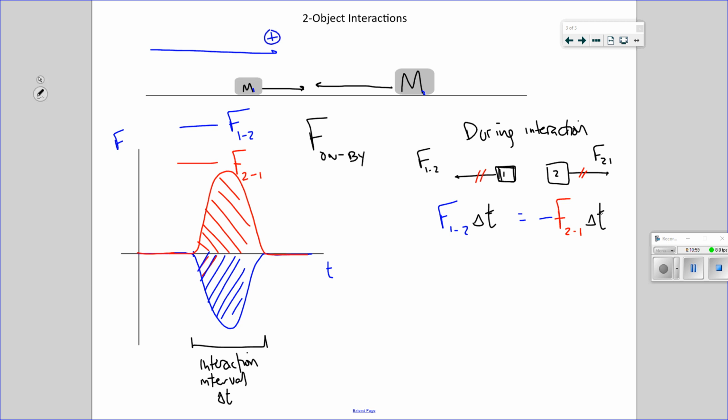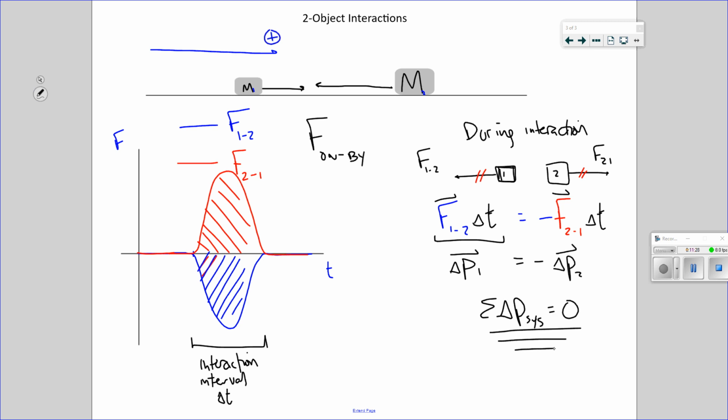And what have we just said here? Well, we have just said that this is delta P1. It's a force exerted on 1. That's going to make number 1's momentum change. I should vectorize these, right? This says that delta P1 is negative delta P2. And this says that the net delta P of the system is 0. And this says momentum is conserved.